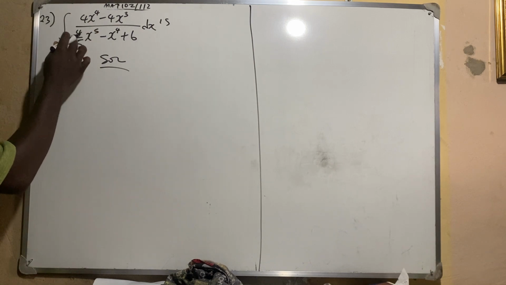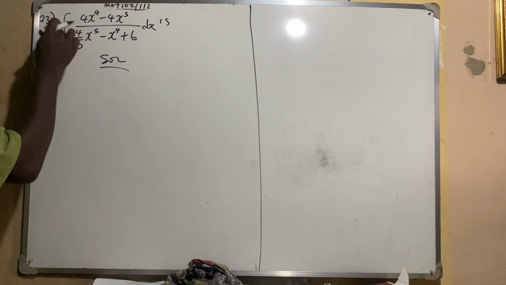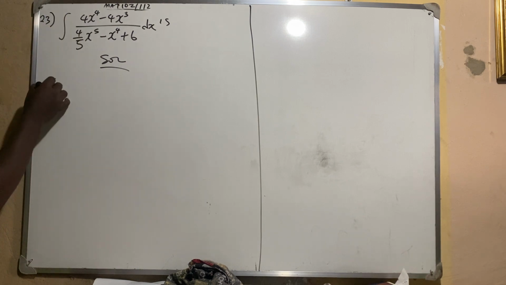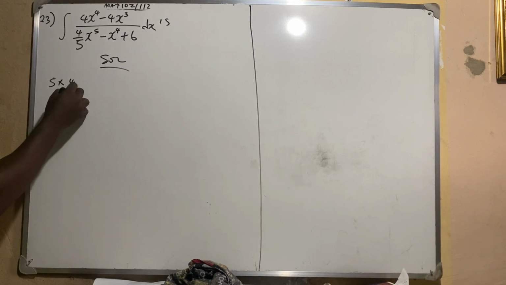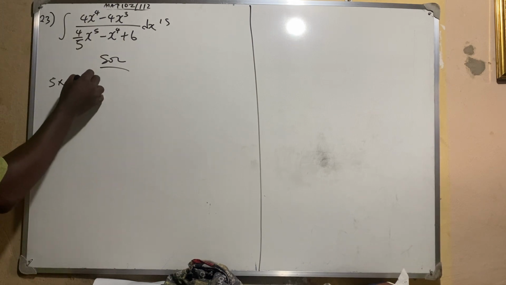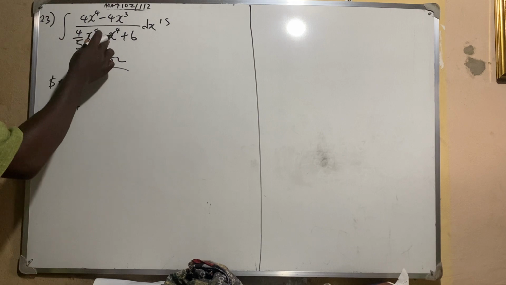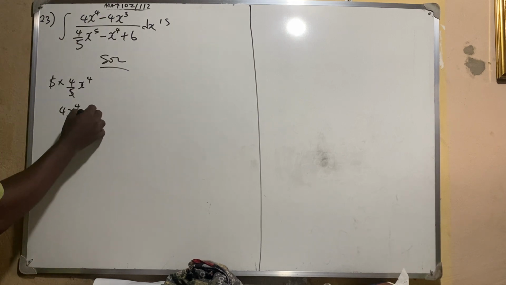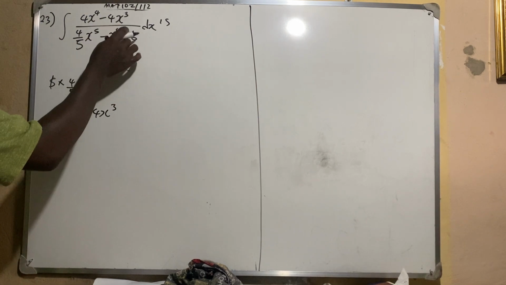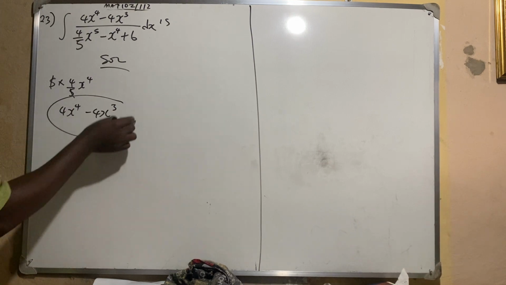The differentiation of this will give you: multiply by the power, then remove 1 from the power. So 5 times 4 over 5 x raised to power, remove 1 from here, you have 4. So this takes care of this. So I'm having 4x raised to power 4. Differentiate this one, multiply by the power, remove 1 from the power, I have minus 4x raised to power 3. Differentiation of this is 0. You see, I got exactly the numerator.